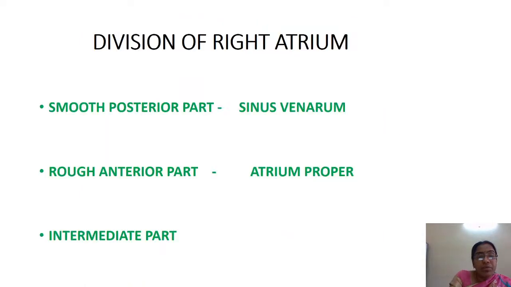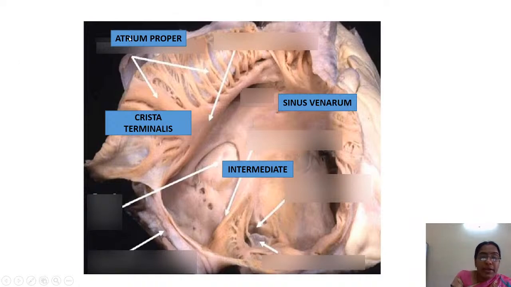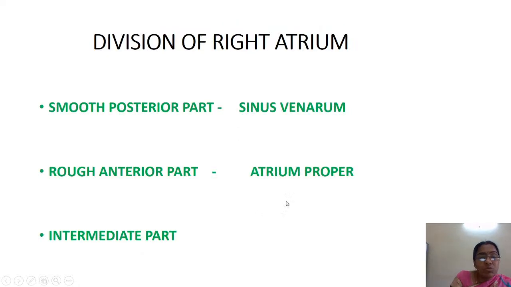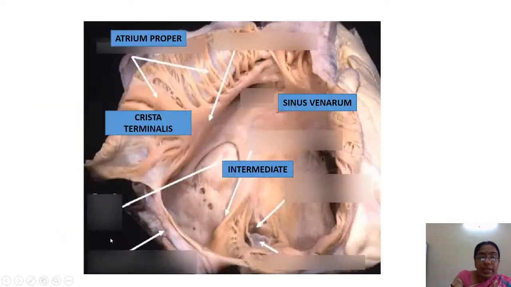Next, coming to the rough anterior part. When you look in front, this is the rough anterior part. You can see some muscular ridges in between. Next is the intermediate part between the smooth and the rough part. I think in this picture, this is the intermediate part of the right atrium.